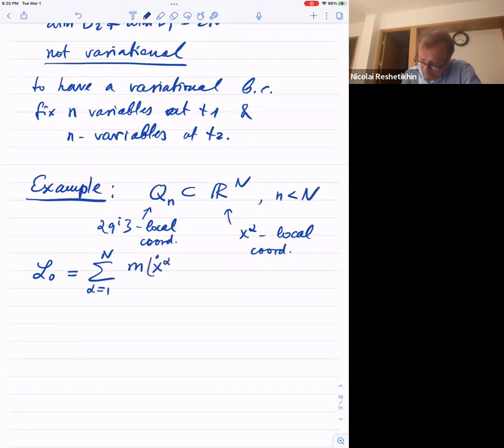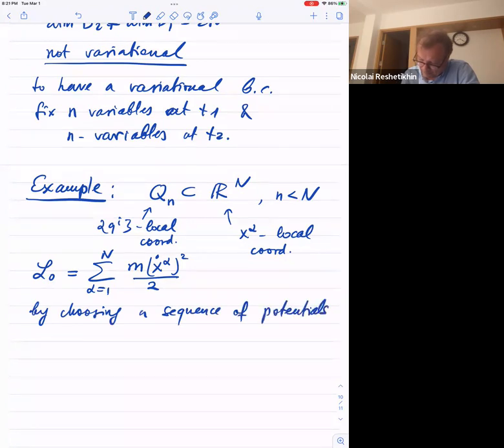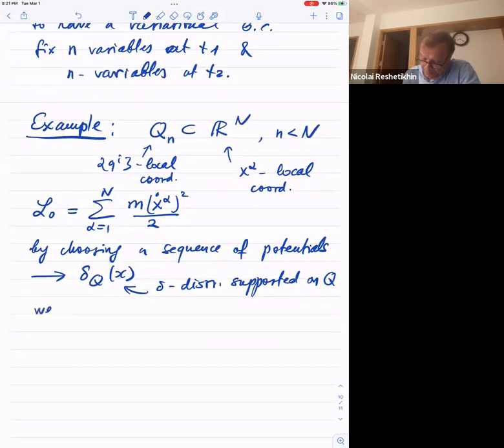So let's take the massive particle in R^N with the mass m. So this is m x-alpha-dot squared over 2. And remember, just as we discussed before, by choosing a sequence of potentials that is approaching a delta function supported on Q, so that's the delta distribution supported on Q, we can constrain the motion to Q.